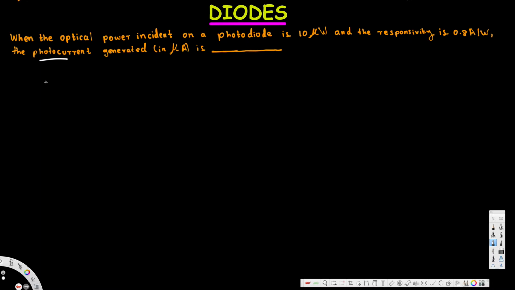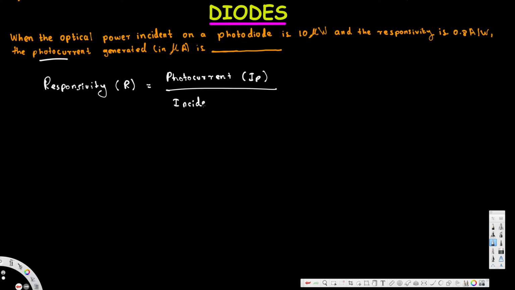First we have to know the equation for responsivity. That's R, and that's given by the photocurrent, IP, divided by the incident power. Incident power is what? P0. Okay, now we are looking for the photocurrent.